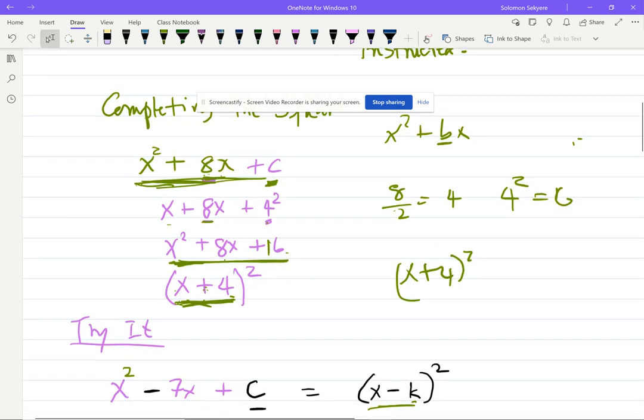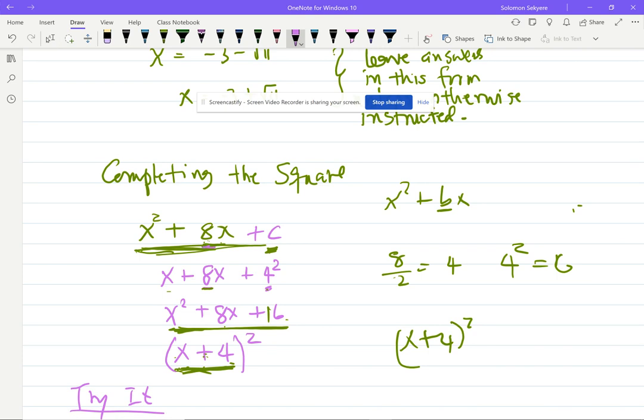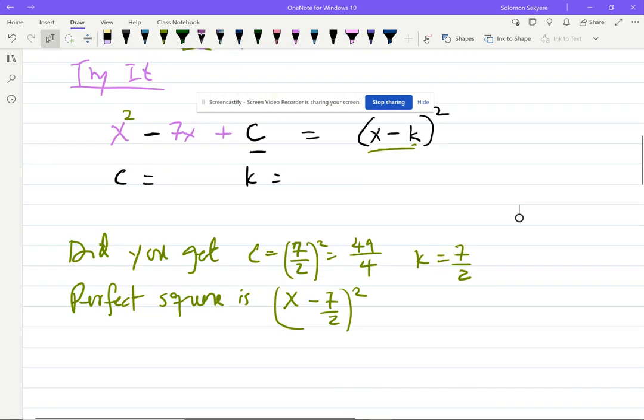Okay, now, if you have two terms, you want to make it a perfect square. How do you do it? You take the coefficient of the x, divide by 2, square it, and it becomes a perfect square, and this is your perfect square. Okay, and then you tried it over here.